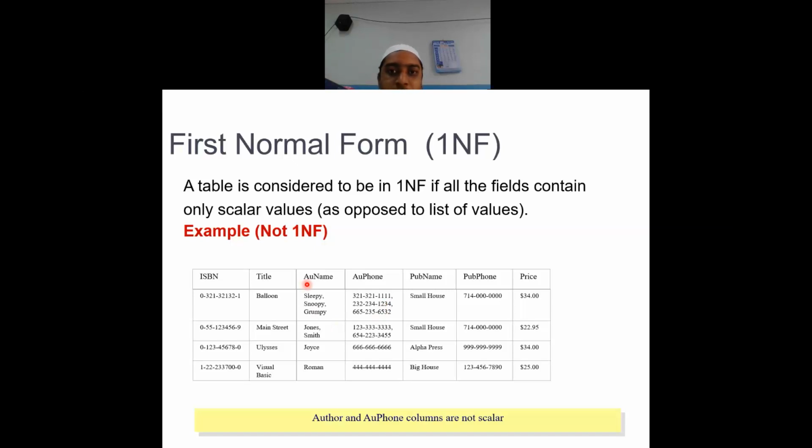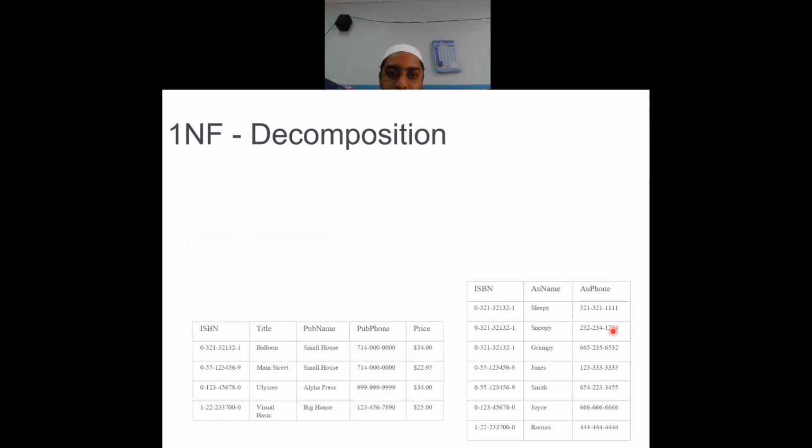To decompose it, what we have done is we have taken out those columns which were having a list of values as a separate table. So we have kept it as a separate table. To show that this table and this table are actually a part of one single table only, that they are related, we copy the primary key of the original table back to the newly created table. Thereby, there will be a linkage between these two.